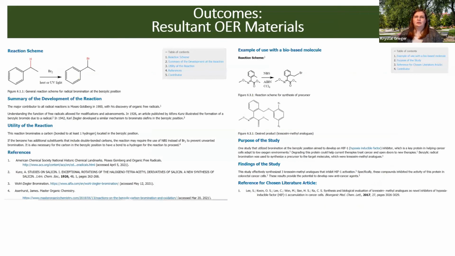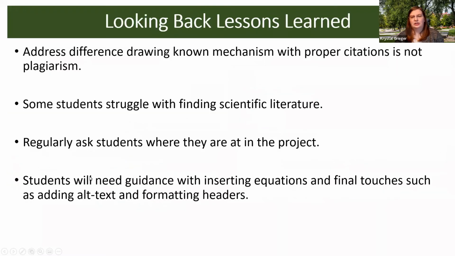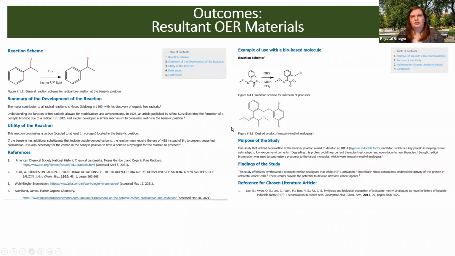And so here are just some examples of work that the students turned in. As you can see for this one, for one of the intro pages, they had their general reaction scheme. They gave the summary of the development, they gave the utility of the reaction, and they included their citations. And here is an example of one which they reported for one of their reactions, selected from a study. They give the reaction scheme that they drew out, and they give what the purpose was and what the findings were for that study, and then the reference for their chosen study that used that reaction from the textbook.